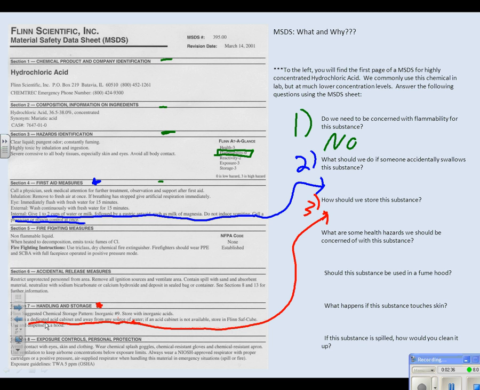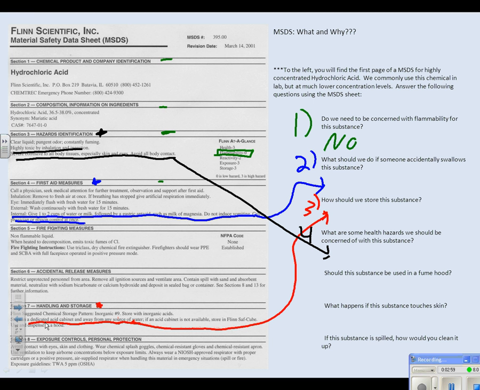Number 4, what are some health hazards that we should be concerned with for this substance? Go to number 3 again. Highly toxic by inhalation, severe corrosive of all body tissues, especially skin and eyes, avoid all body contact. I'll just write all that in there, or abbreviate it in some way, shape, or form.